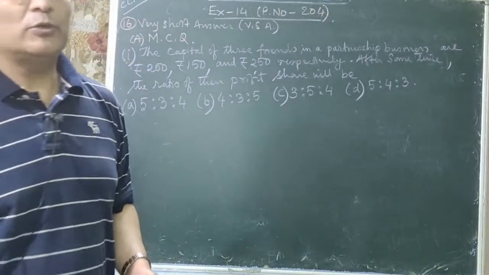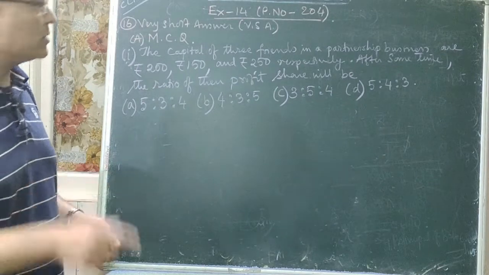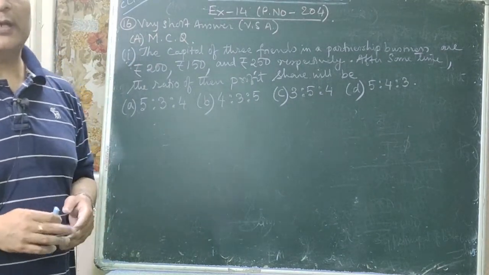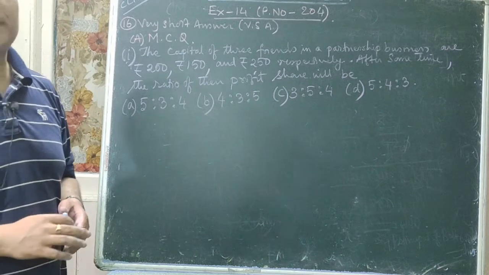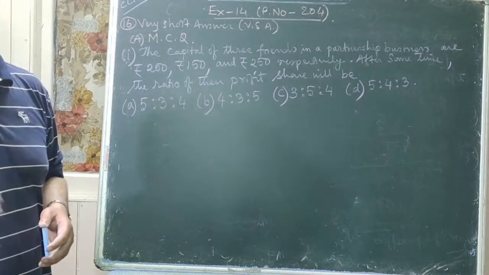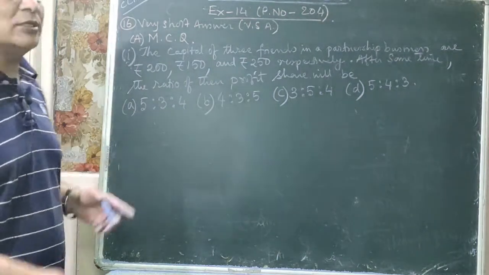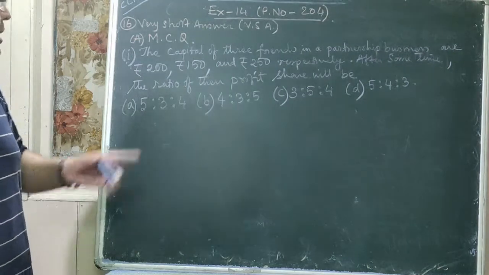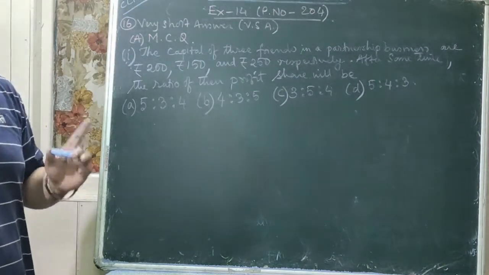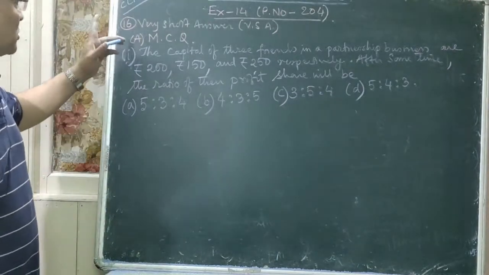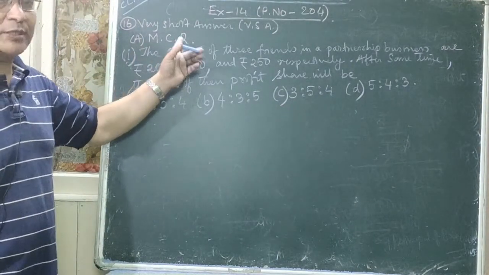So now we'll do questions from the book, that is exercise 14, page number 204, Ganit Prakash for class 10 by West Bengal Board of Secondary Education. So we will do objective type questions now, that is very short answer type questions which carry 1 mark only. Okay, so 16A, this is multiple choice question type.